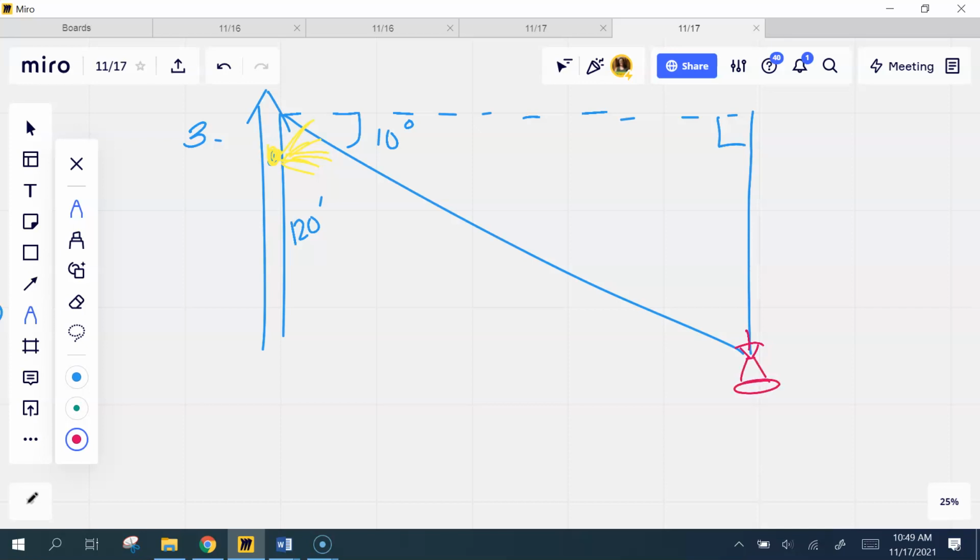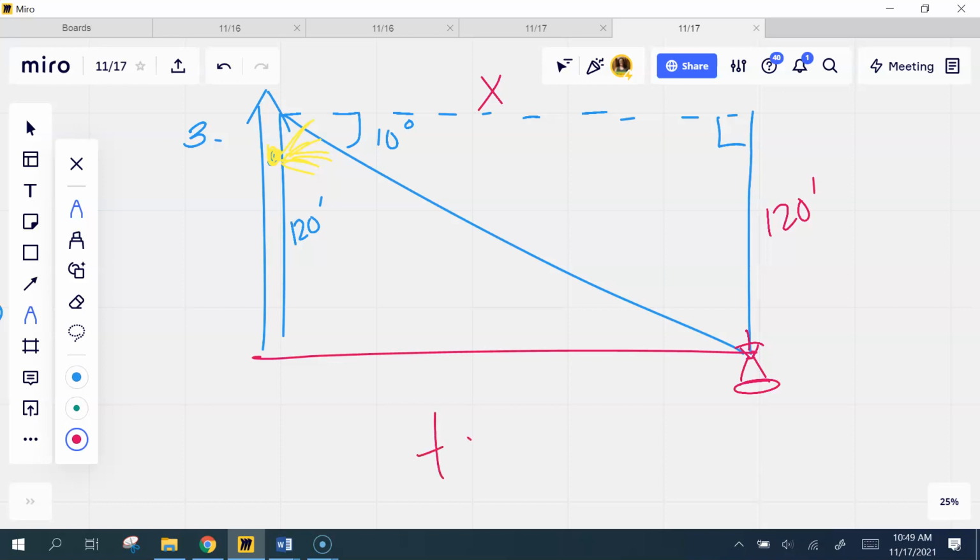It's the buoy. It's what it looks like in the book. Thank you. This is 120 feet. Thank you. I appreciate that. All right. How do I find the distance? Because whatever this distance is, the one across the top is the same. So how do I find x?